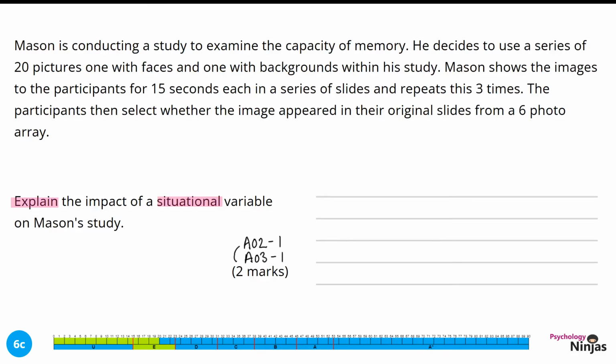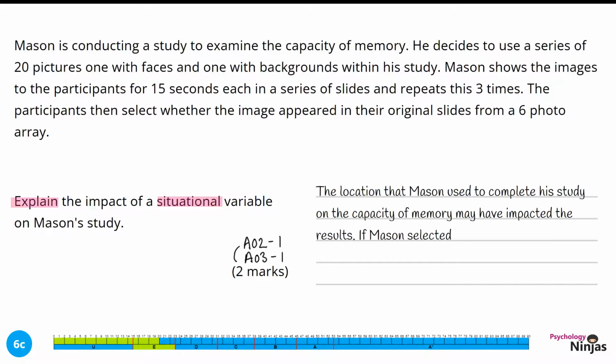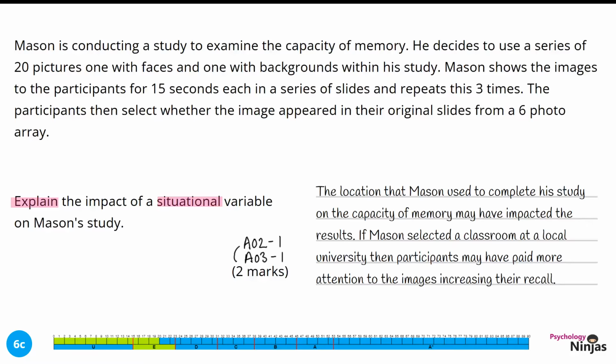Let's have a go at breaking down an answer. The location that Mason used to complete his study on the capacity of memory may have impacted the results. If Mason selected a classroom at a local university, then participants may have paid more attention to the images, increasing their recall. We've clearly identified a situational variable in terms of location. We've linked this into the study because we focused on the aim of the study being about capacity, and we can tick this off within our STEM in order to ensure that we're using a variety of information if required.